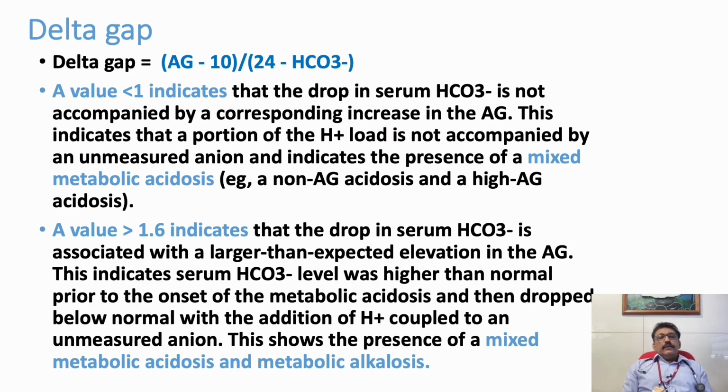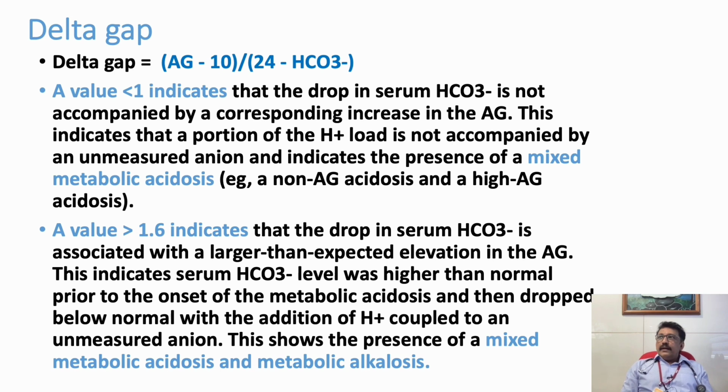Now there is another value that can be calculated in anion gap metabolic acidosis, that is the delta gap. Anion gap minus 10 divided by 24 minus bicarbonate level we can get. If the value is less than 1, it indicates a mixed metabolic acidosis, like a non-anion gap acidosis and a high anion gap acidosis. So that can be calculated. Suppose the patient is having severe diarrhea, then he develops lactic acidosis because of fluid depletion, like a reduction in the body fluids. So you can get this type of problem.